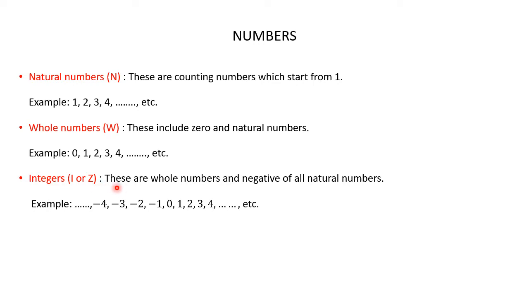Integers are whole numbers and negative of all natural numbers. Example 0, 1, 2, 3, 4, minus 1, minus 2, minus 3, minus 4, etc.